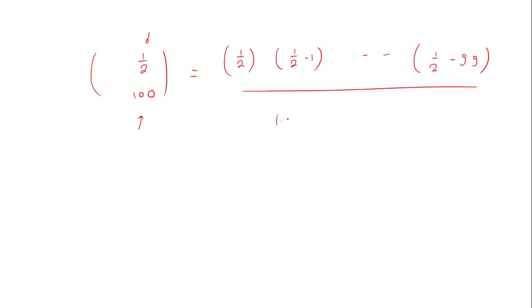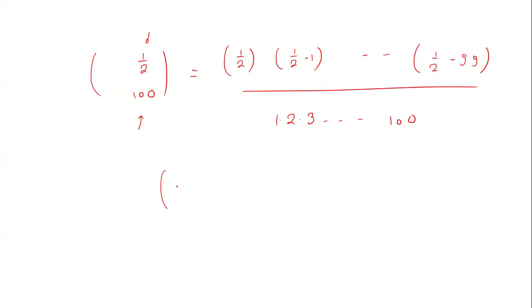Similarly, we can also find the one with half and 100. If I put x equal to half and n equal to 100, it will come like half, half minus 1, till half minus 99 in this way, and in the denominator it will come 1, 2, 3 up to 100. In the problem it is given that we have to find the ratio of these two.